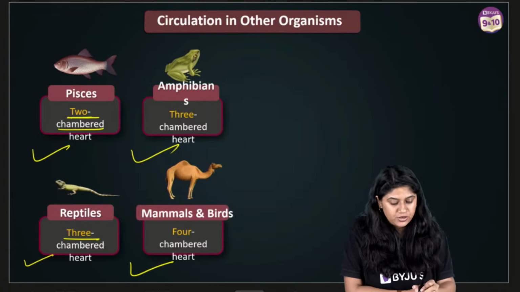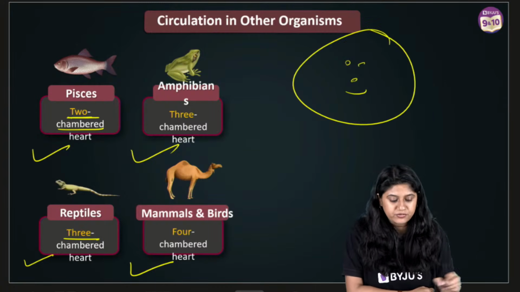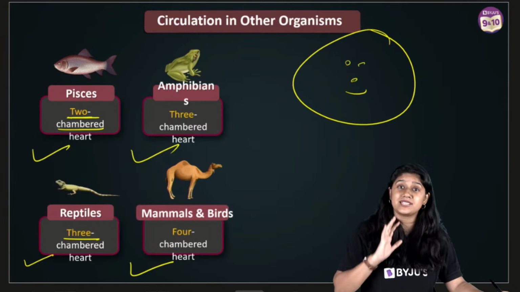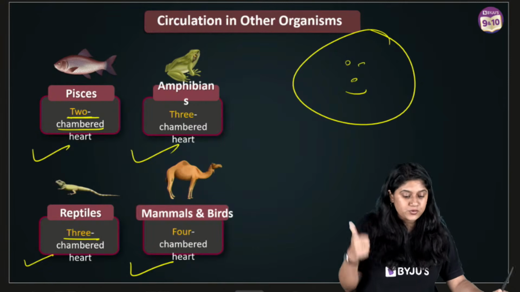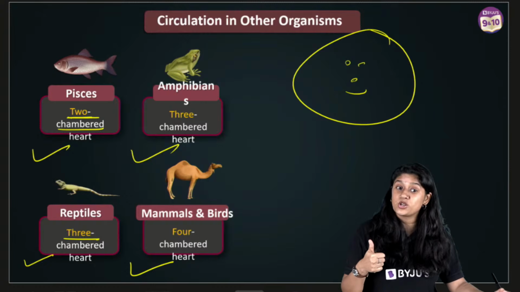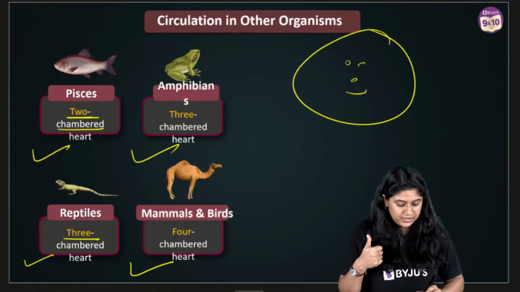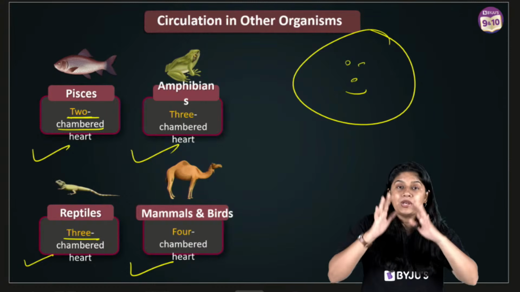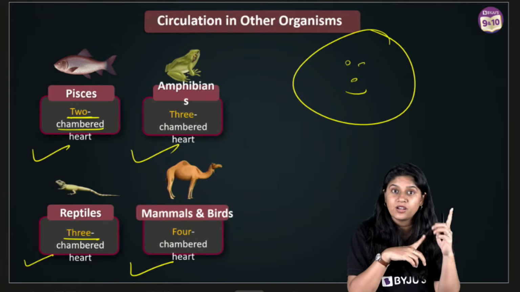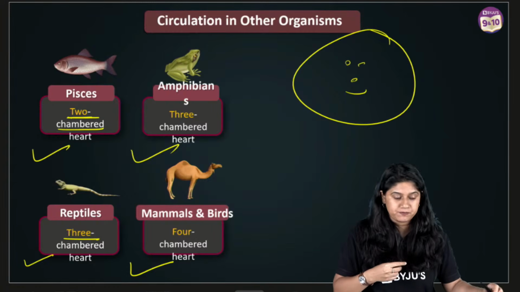Okay, everyone? So that's a very important concept that we have. It's an important question usually asked in the examination. So we are clear with the circulation in other organisms also. Now, let's talk about blood pressure. We know that in arteries, we have more blood pressure.